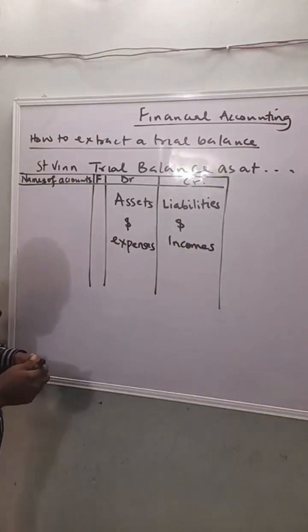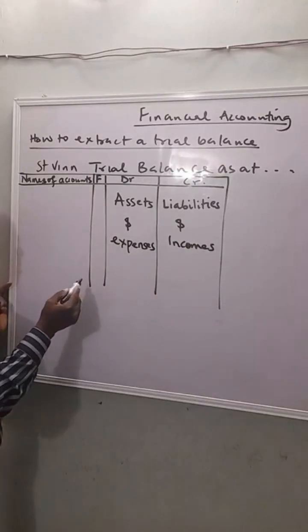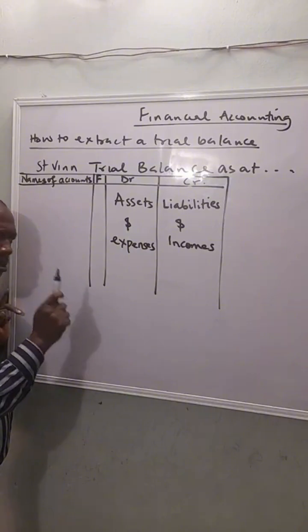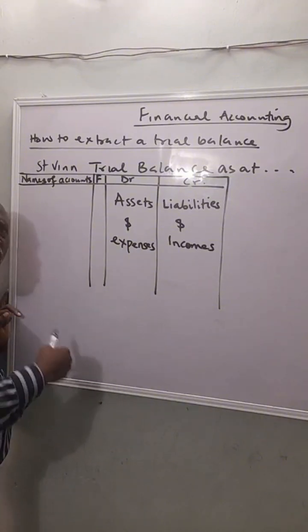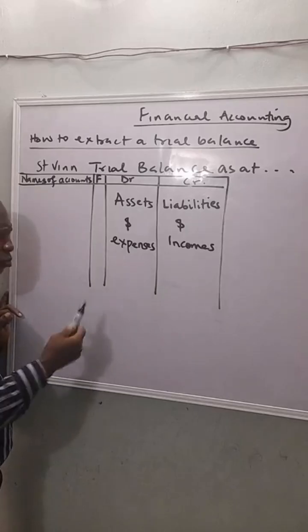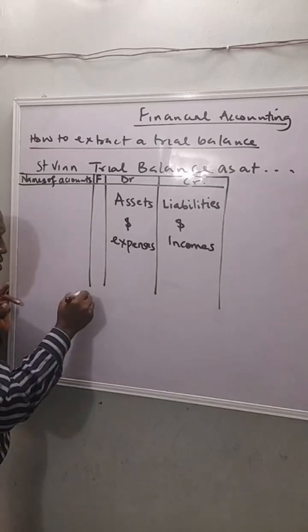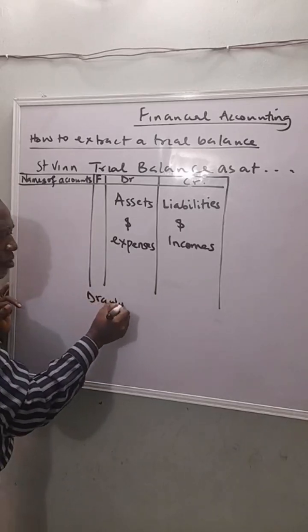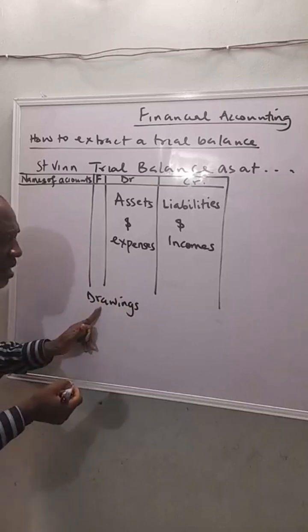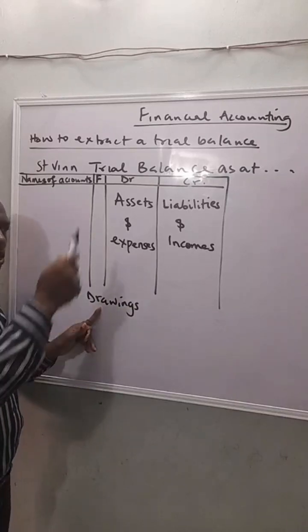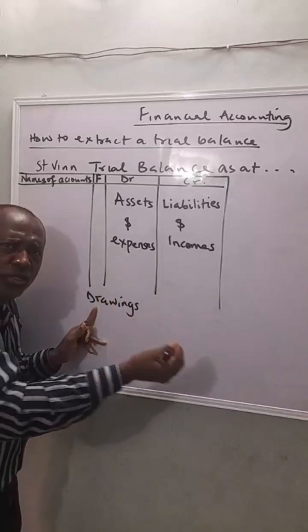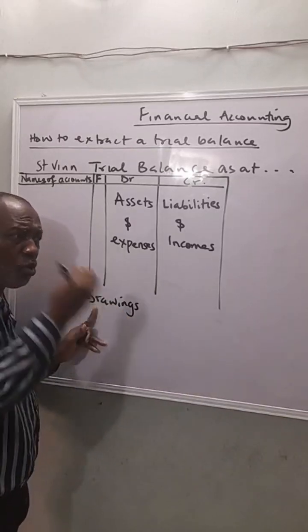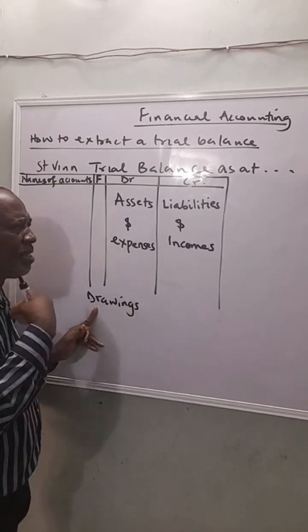There are some transactions. They are not assets. They are not liabilities. They are not incomes. They are not expenses. But you have knowledge of double entry to put them where they should be. One of the exceptions is what we call drawings. Drawings is not the same thing as withdrawal. Withdrawal is when you take money from the bank, but drawings is that amount of money you take out of your business for your own personal purpose.